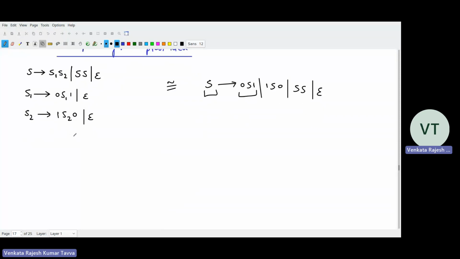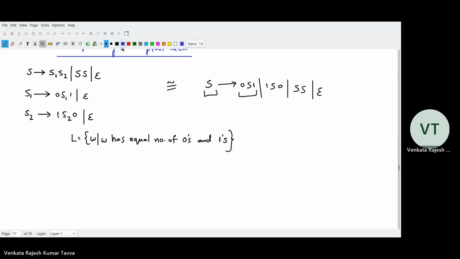Okay. So the language is the set of strings where each string has equal number of zeros and ones. Okay. Now, can anyone tell me how to build a PDA for this? What is the algorithm? How do you modify the stack based on the input symbol?